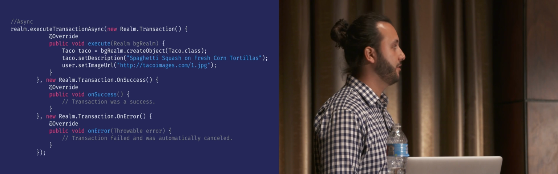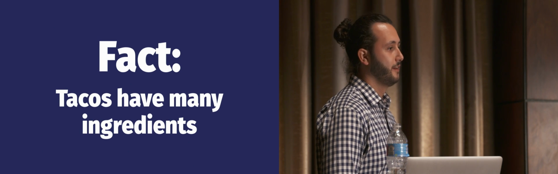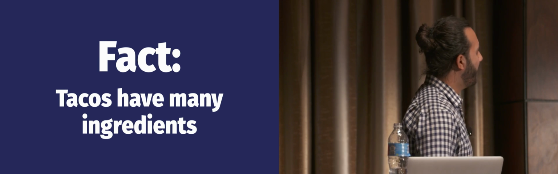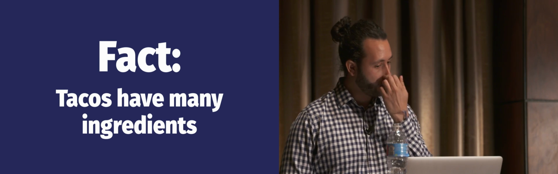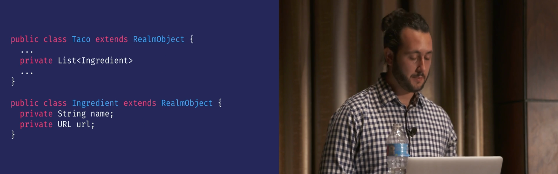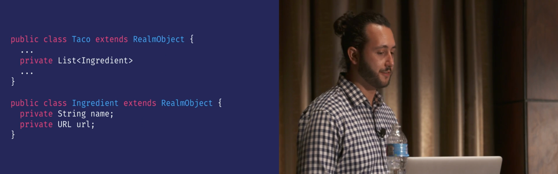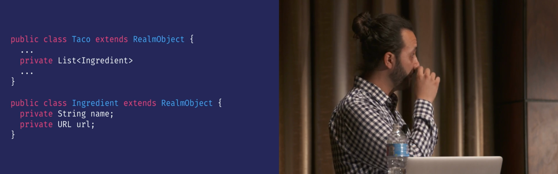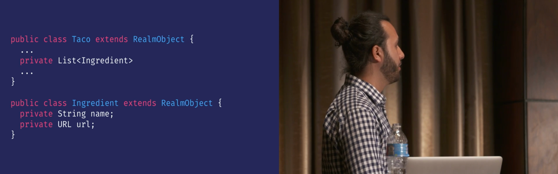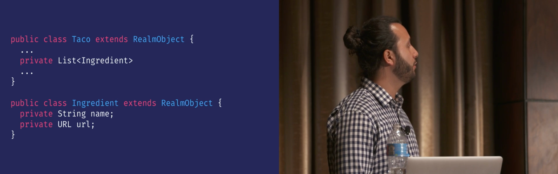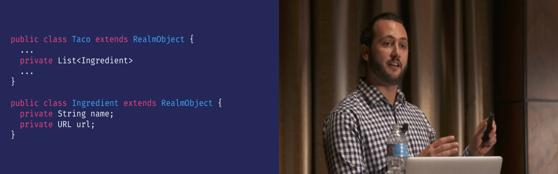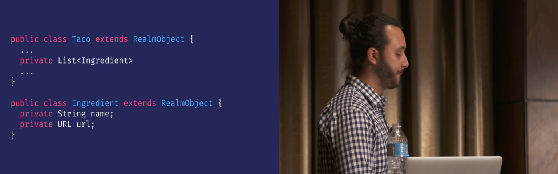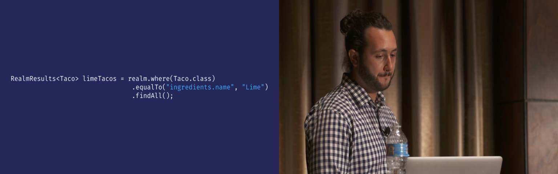Little known fact about tacos, they have many ingredients, unlike some of the tacos I make, which is just all meat or all lettuce. How might we have a relation between tacos and their ingredients? So let's say, for instance, that a taco might have a list of ingredients. And this ingredient object is going to have a name and URL. All we need to do is make sure both of these objects extend from Realm, and Realm will handle how they're associated. So let's look at an example of that.